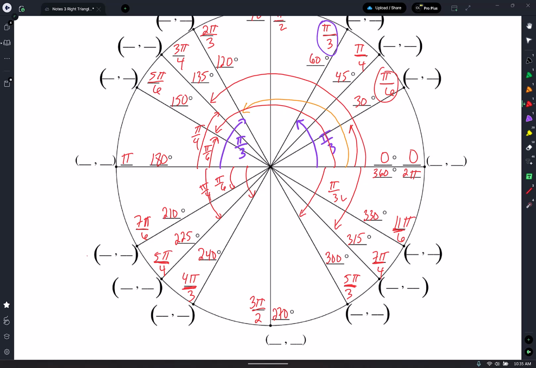Because of the reference angle. This is 1/3 pi. This is 1/4 pi. This is 1/6 pi. And the difference between here and here, that rotation, is pi. So it's 1/6 away from a whole pi. So that's why it's 5 pi over 6. Do you guys see that?